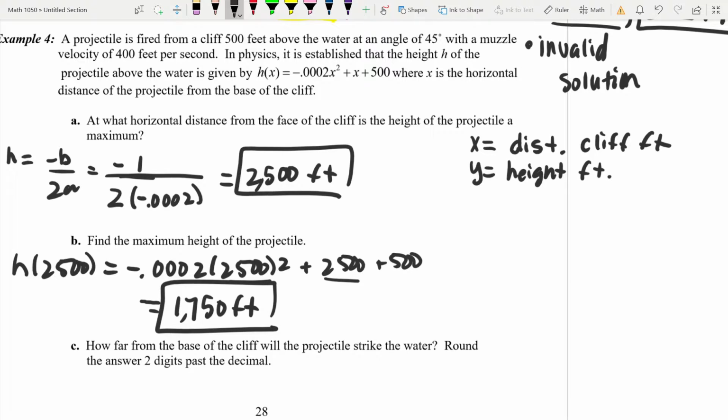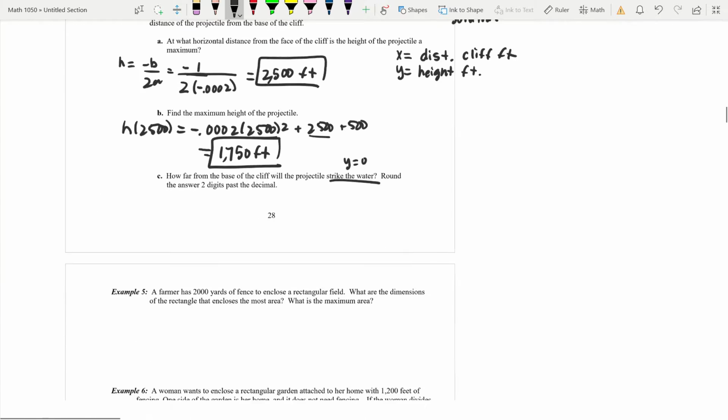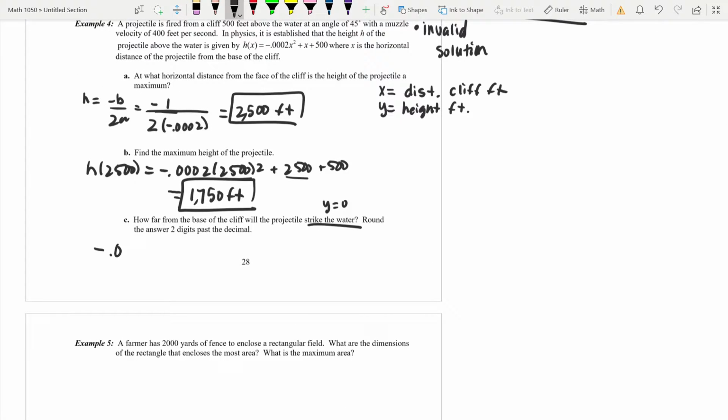Okay, question C. How far from the base of the cliff will the projectile strike the water? Everybody underline strike the water. Strike the water is exactly the same process as hitting the ground. So what do we do? Let y be a 0. Yeah, let y be a 0. Okay, so it's going to be negative 0.0002 x to the second plus x plus 500 is equal to 0.